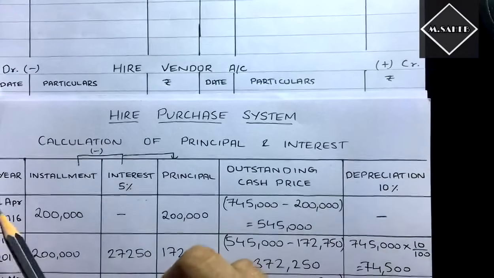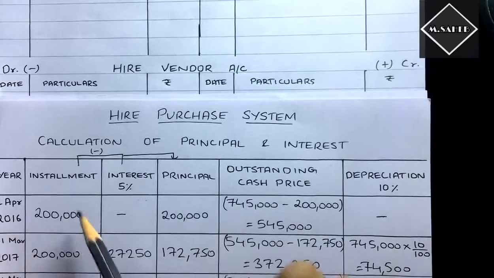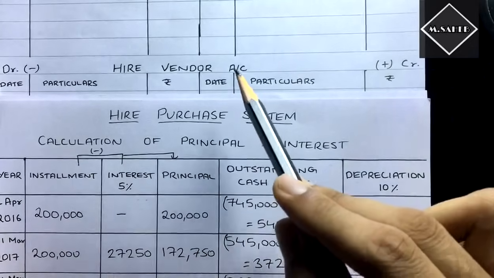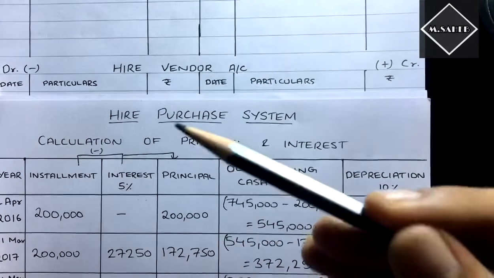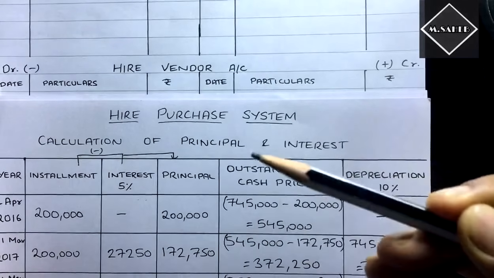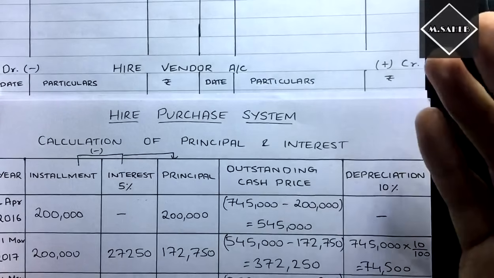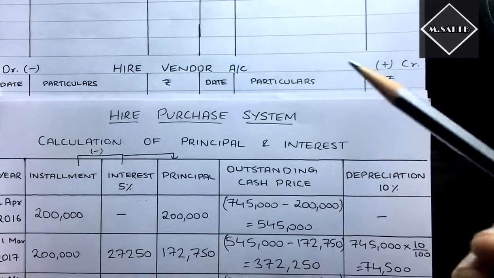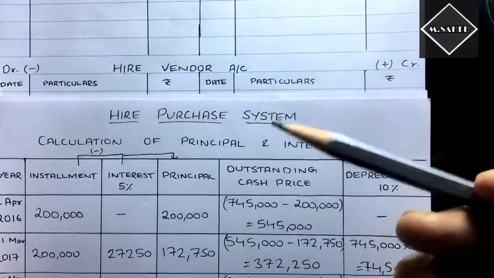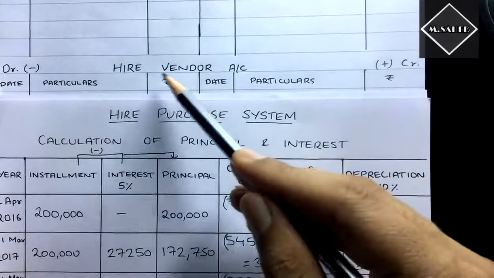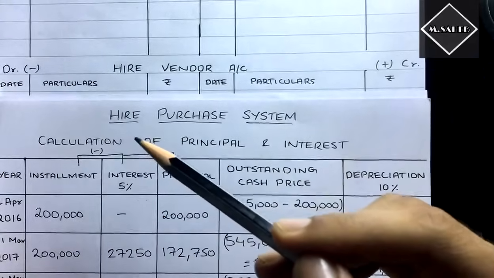At first, on the 1st April 2016, a down payment of 2 lakh was made to hire vendor. Now tell me, when you pay a portion of the liability, what happens? Will the liability increase or decrease? Of course, when you pay the liability, the liability will decrease, isn't it?